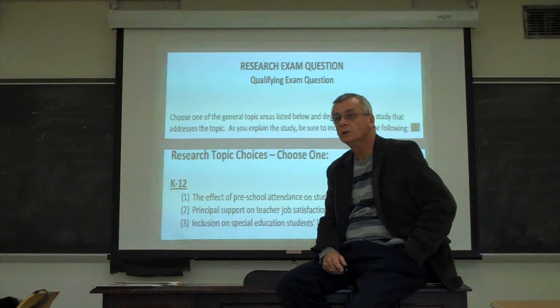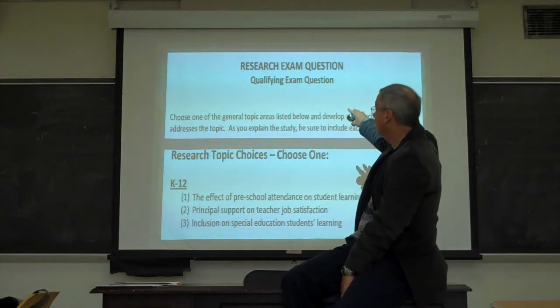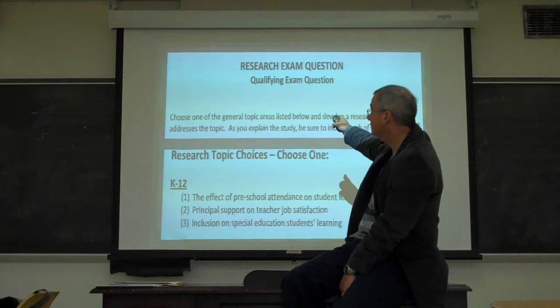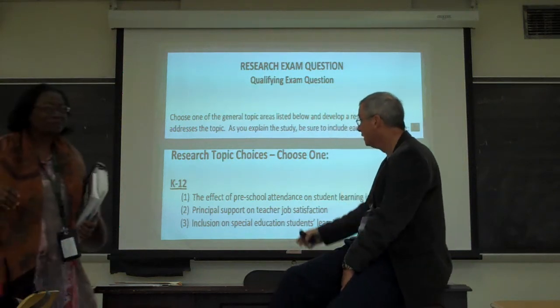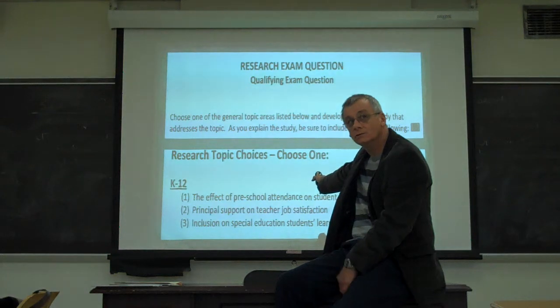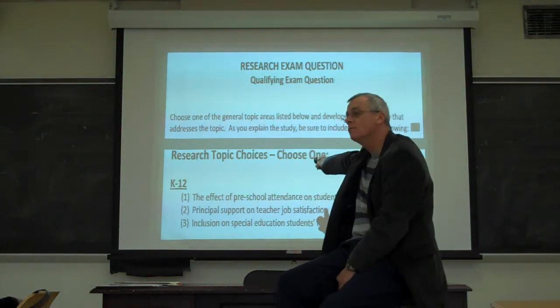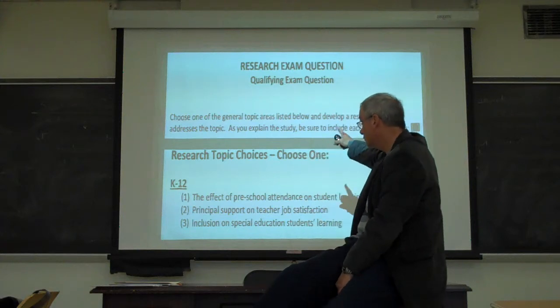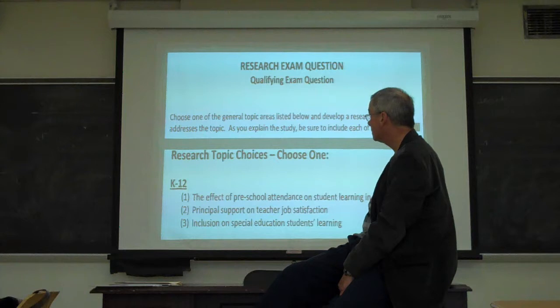So anyway, when you get the qualifying exam, the research exam question, these are basically the directions. It says choose one of the general topic areas listed. This actually comes from one of the exams, so there are the directions. Choose one of the general topic areas listed below and develop a research study that addresses the topic.